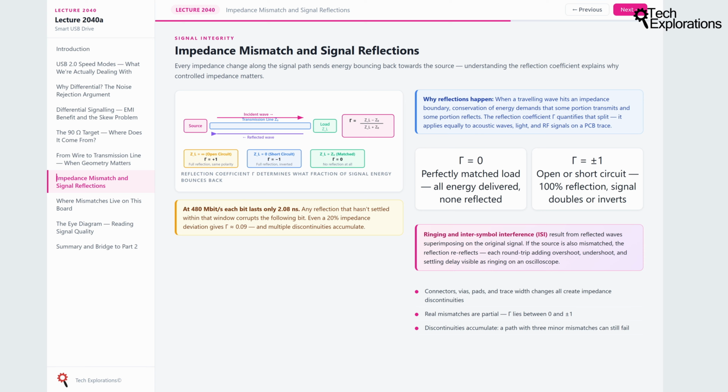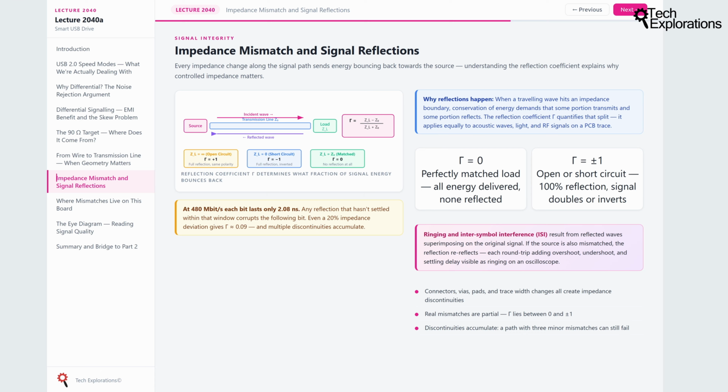The reflected wave travels back towards the source. If the source is also mismatched, then it reflects again. The result at the receiver is a superposition of the original signal and multiple reflections, which can be seen on an oscilloscope as overshoot, undershoot, and ringing. If the reflected energy doesn't decay before the next bit begins, then this corrupts the data.